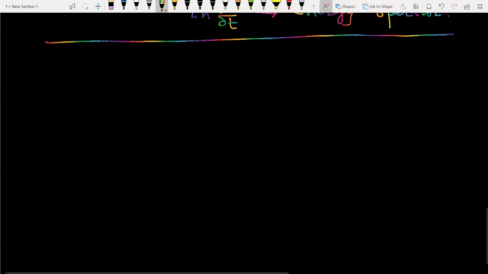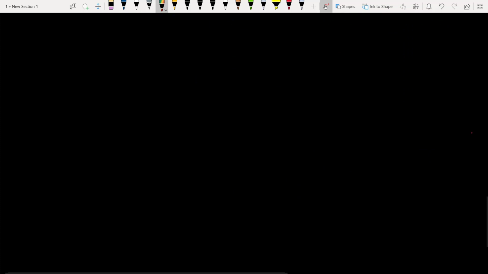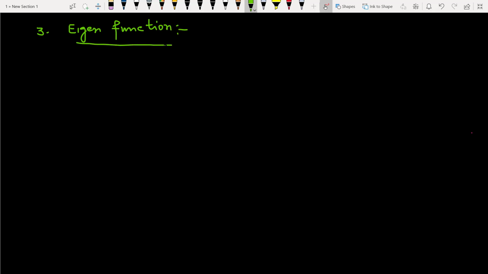Now before going towards another kind of operators, we come to a third very important term, eigenfunction. Dear students, you might have studied about eigenfunctions in mathematics as well, because quantum mechanics is a mathematical approach dealing with physical systems. That's why we need to study these functions in quantum mechanics.